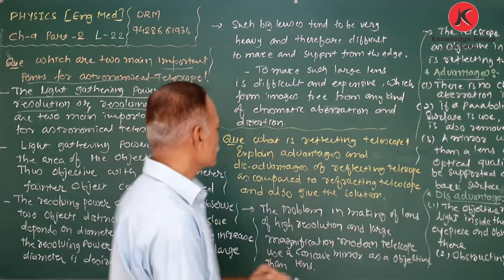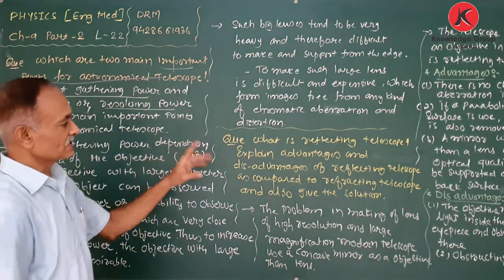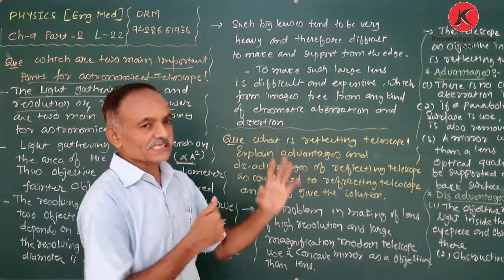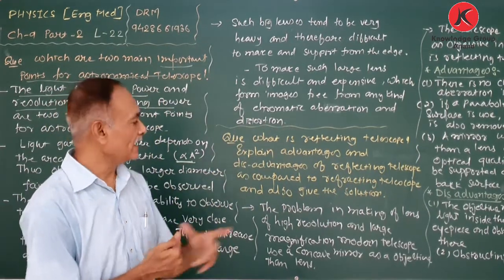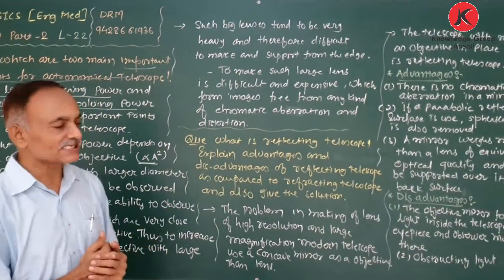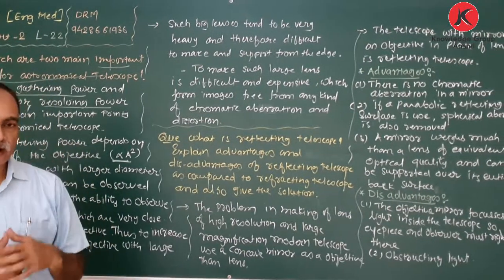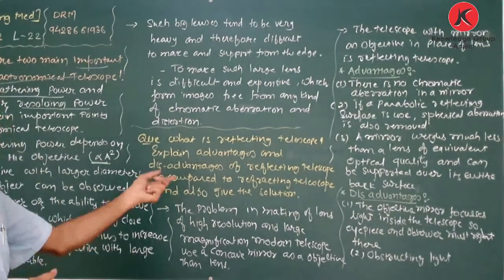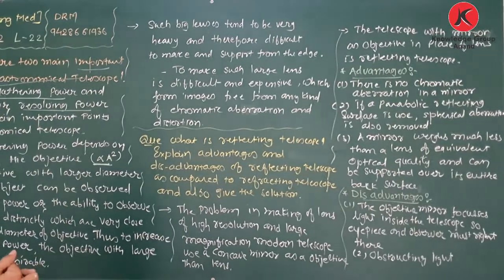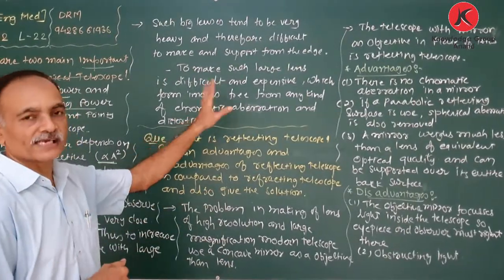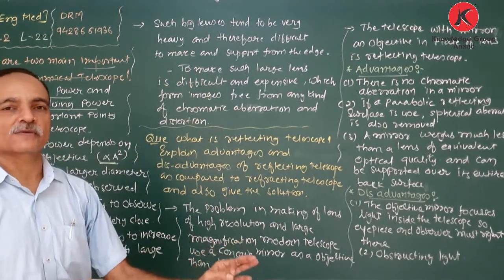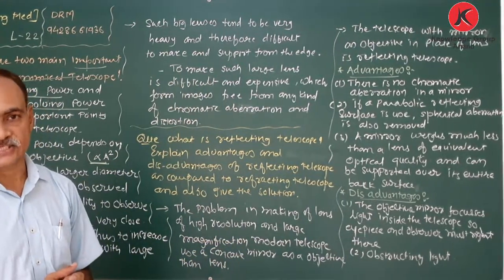Clear this thing? So there are two important points. Now, the next question is: what is the reflecting telescope? And I will explain the advantages and disadvantages of the reflecting telescope over the refracting telescope, and also give the solution. We just discussed the astronomical telescope. The astronomical telescope is also a refracting telescope.